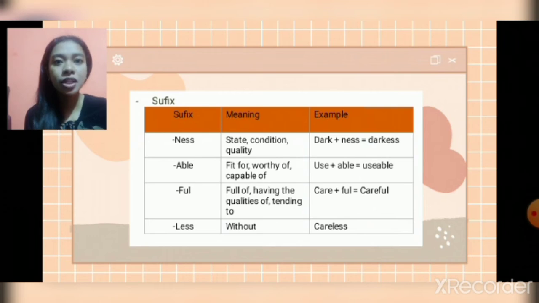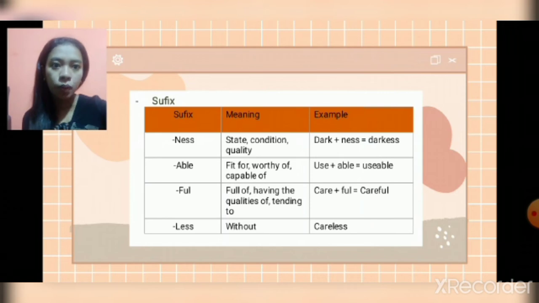So this is the explanation about affixed words, especially the derivational affixes. And the inflectional affixes will be explained by my next friend, Patricia. Thank you.